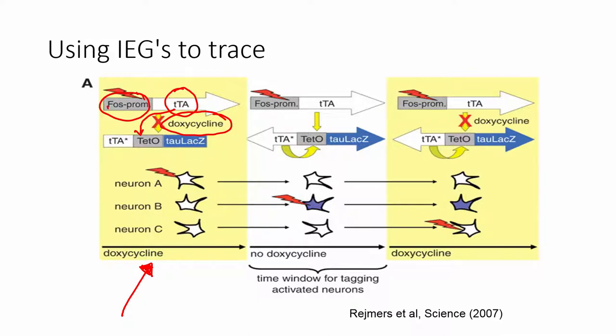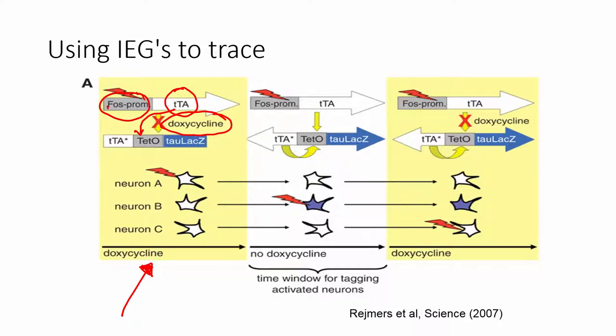So, now what this doxycycline provides is an opportunity for you to prevent that. If you feed these mice with the doxycycline, that doxycycline goes and inhibits the binding of tTA to this gene. As a result, none of the neurons end up expressing lacZ. So, in this state, they took these mice and then trained them in fear conditioning.